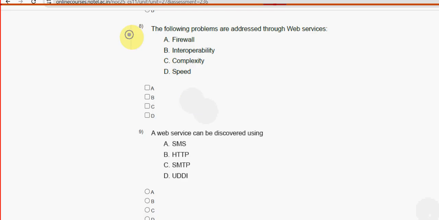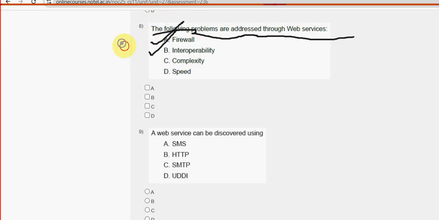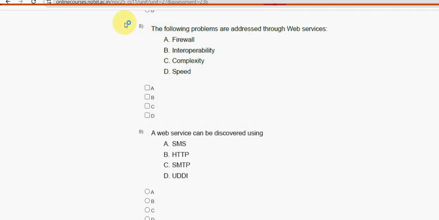Next, eighth one. The following problems are addressed through web services. Is that true or false? I mean, they're asking the following problems. So which are the following problems that the web services address? If you say option A, firewall, option B, interoperability, and option C, complexity. So all these three, guys, not the fourth one. Except the fourth one, all these remaining three are probable solutions.